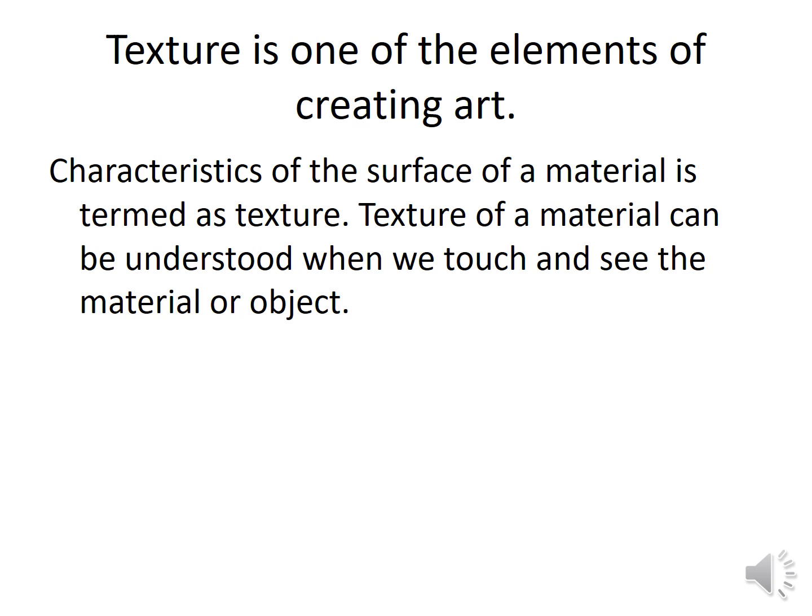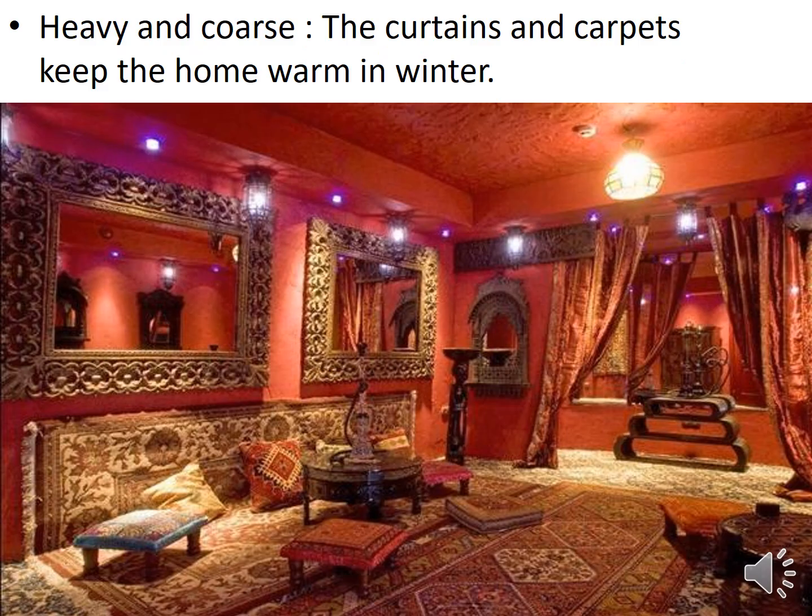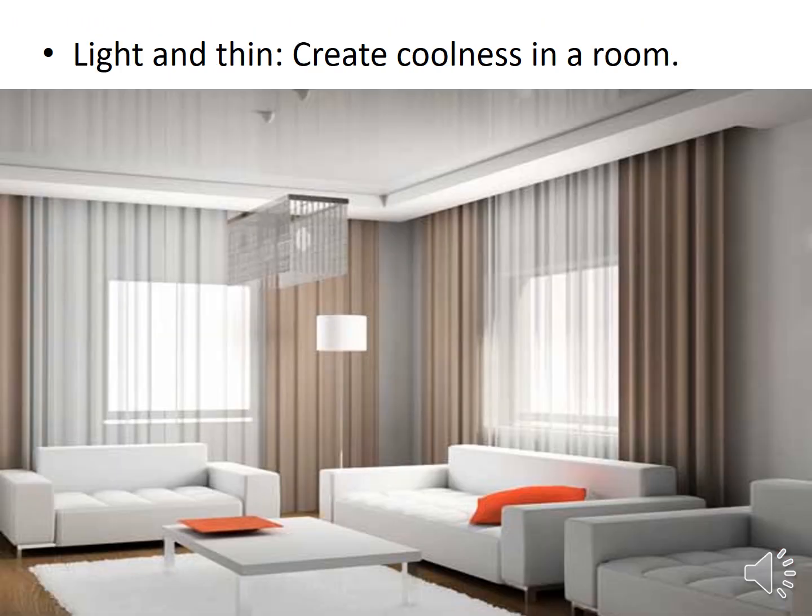Here you see the characteristics of the surface of a material is termed as texture. Texture of a material can be understood when we touch and see the material or object. Example of heavy and coarse texture: in this picture, you can see the curtains and carpets keep the home warm in winter season. And light and thin texture creates coolness in a room. You see in this picture, the whole room gives you a feeling of cool, calm and quiet environment.